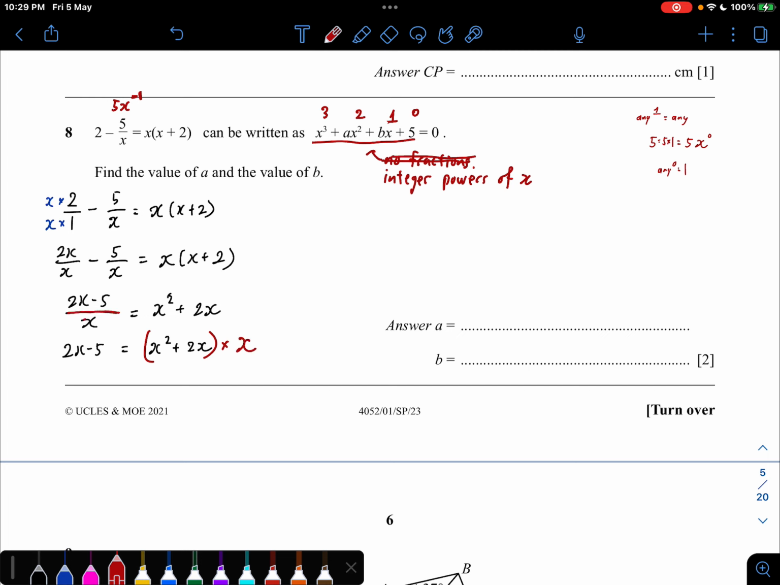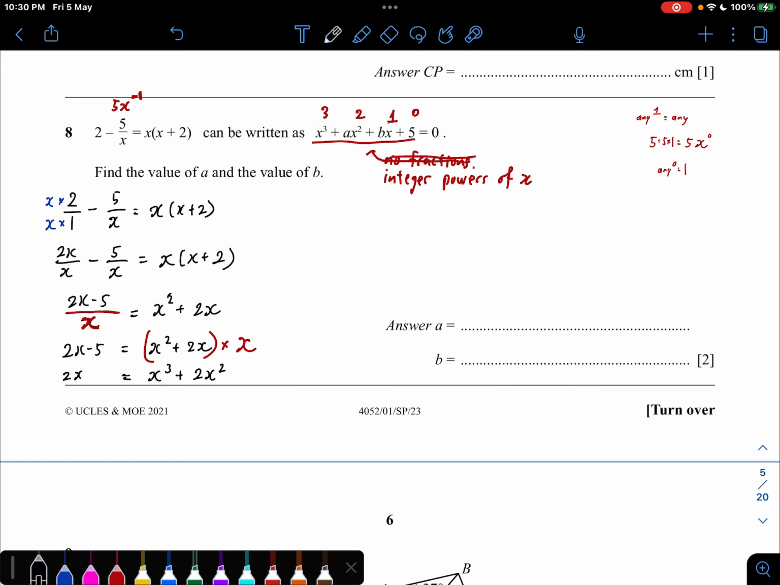Let me color code it. Divide by x in red. After you transfer over, you times x, but there must be a pair of brackets around the entire right hand side. Now let's expand it. So x squared times x, you get x power 3. 2x times x, you get a 2x squared. What a coincidence. It looks almost the same form as what they are requesting.